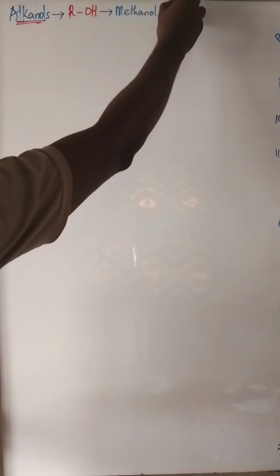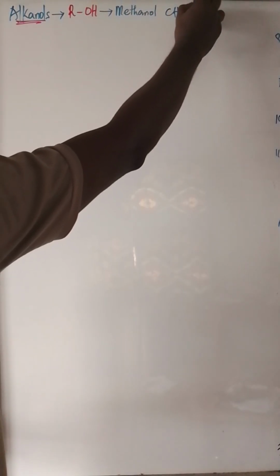The simplest form of alkanols is methanol, which is also called wood spirit. So methanol obviously has only one carbon. So the alkyl group with one carbon is CH3. So it means methanol is CH3OH.